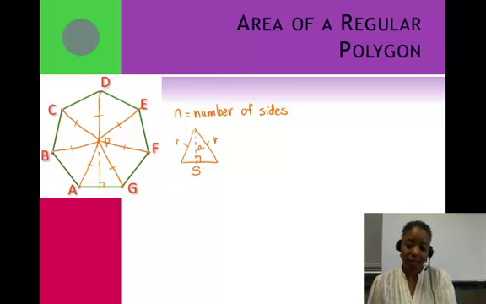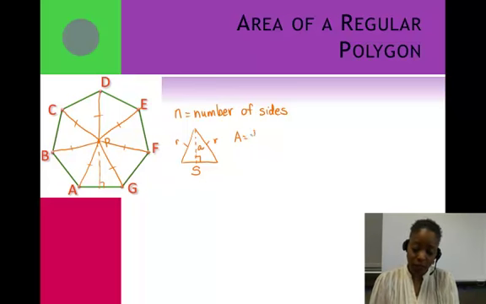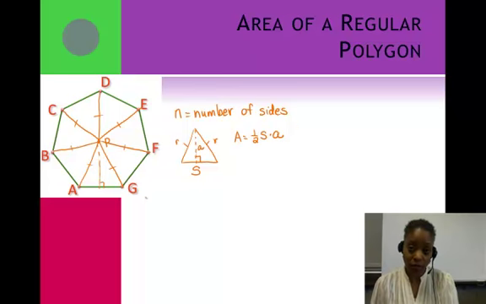A. So if we can find the area of this one triangle, then we can multiply it by the number of sides that we have, and that will be the area of the entire figure. So the area of this one triangle would be 1/2. The base is our side length, S, and the height is our apothem, A. So that's the area of one of the triangles.